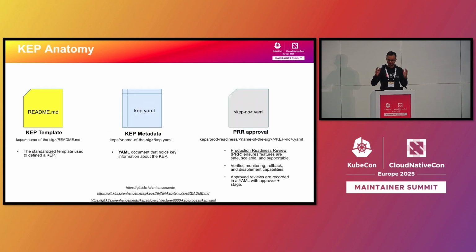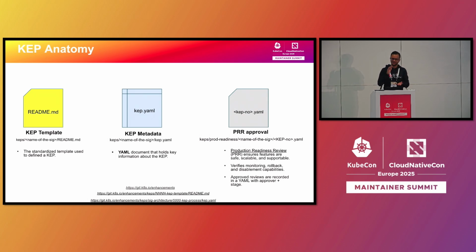So what does a Kubernetes Enhancement Proposal, or KEP, look like at present? Basically it boils down to 3 artifacts that are stored in Git. First is the KEP template. This is the template that defines all the documents related to your enhancement proposal that are going to go inside the document.